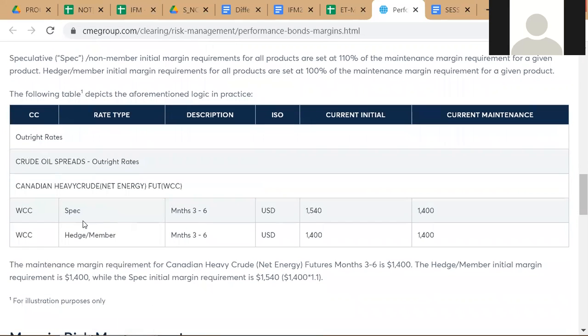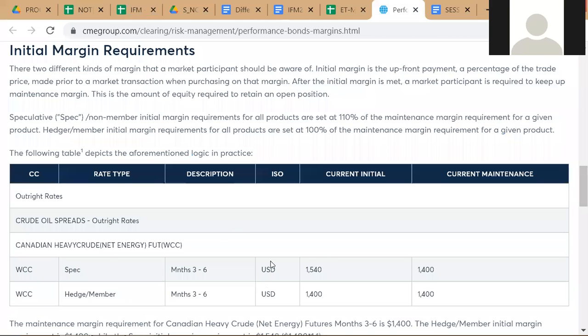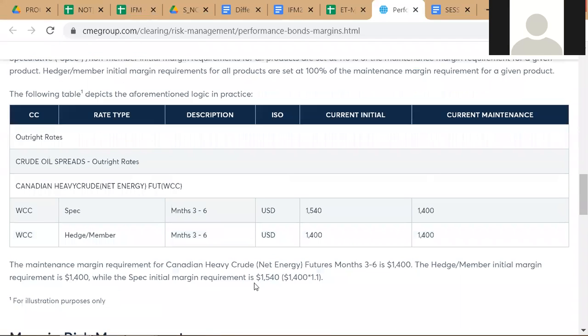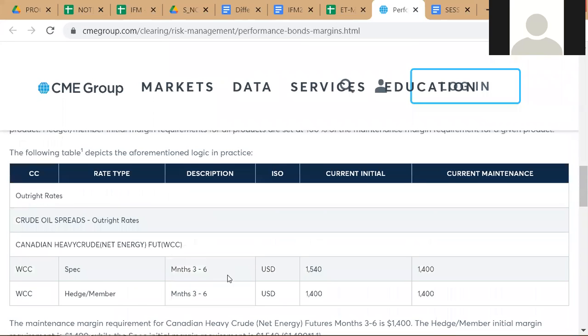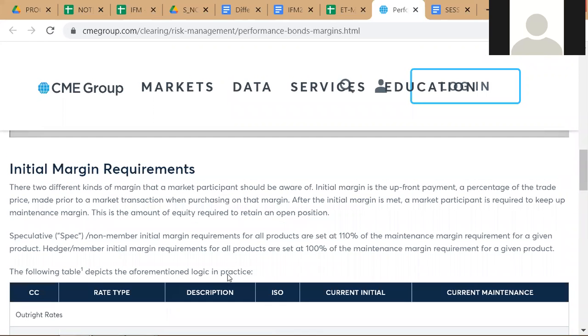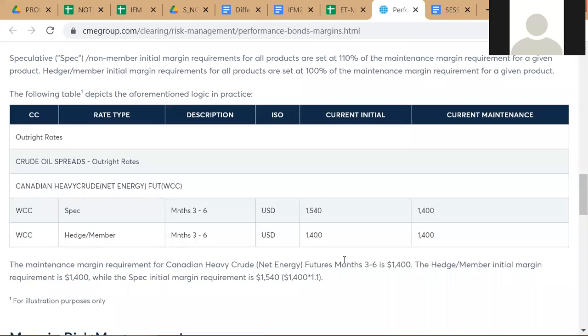And you can see here, for instance, the initial margin, the value of the contract. They have not mentioned the value of the contract here. Whatever it is, it's going to be much. It's a very big contract. Okay. So the point is basically, if you do a transaction in this particular energy futures contract, you have to put up initial margin of 1540 if you are a speculative trader.